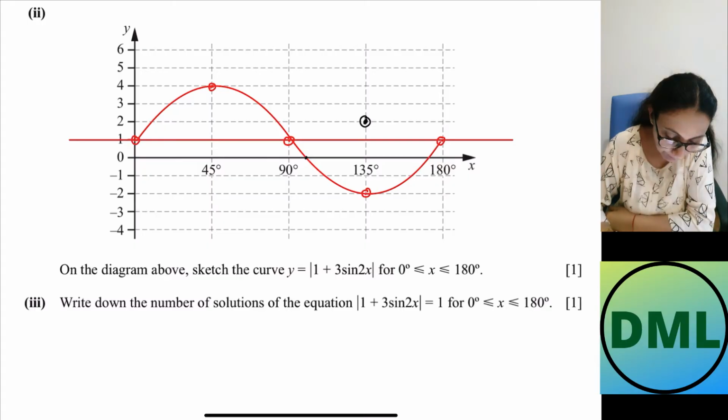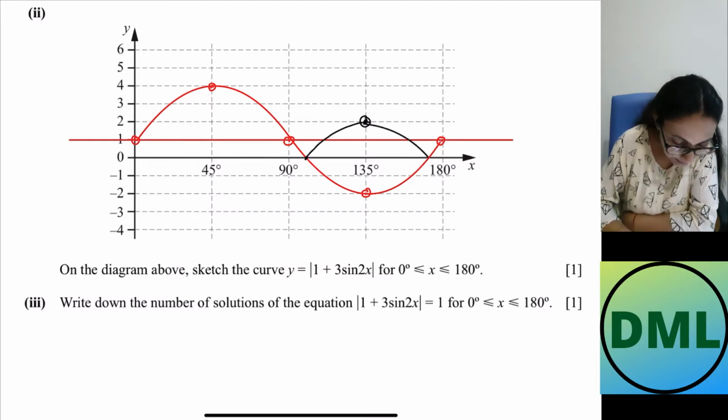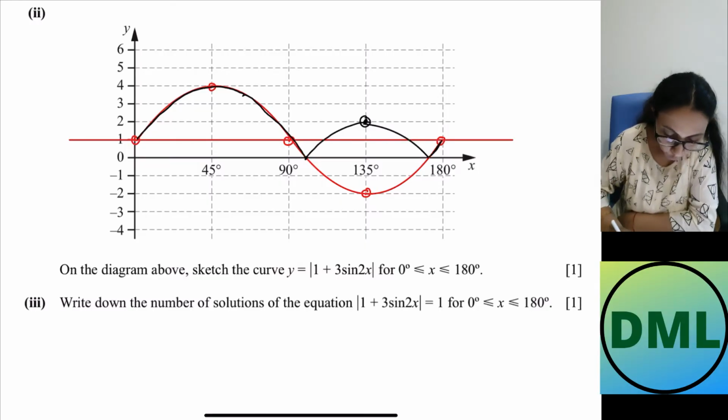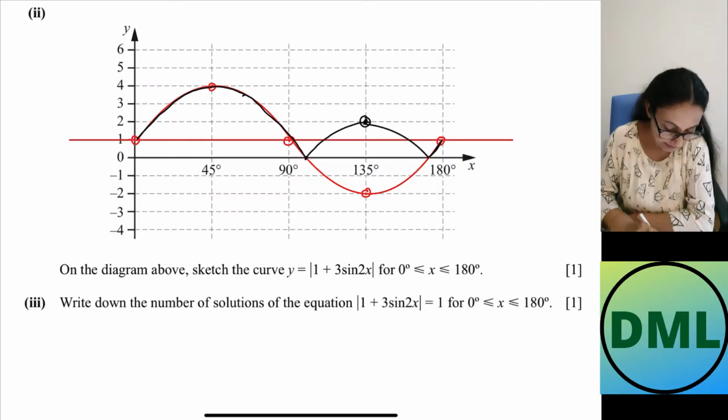I need to flip my curve, so it will start from the axis here. I need to flip it and it will go and touch here. This graph, the black one, is our modulus of 1 plus 3 sine 2x graph. Let's see the next part here.